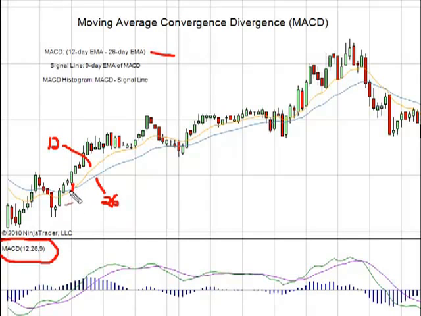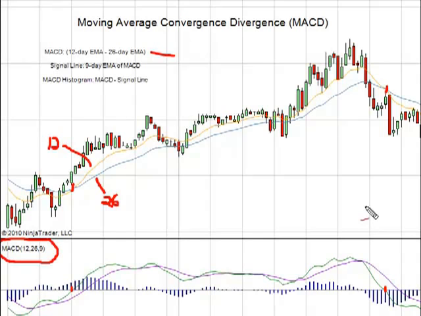When they cross, MACD is at 0. MACD goes above 0 when the 12 goes above the 26, and vice versa. When the 12 goes below the 26, the MACD, as shown here, goes in the negative direction. So right here, it's 0, and once it gets below, as shown here, it goes negative. So that's the MACD itself.